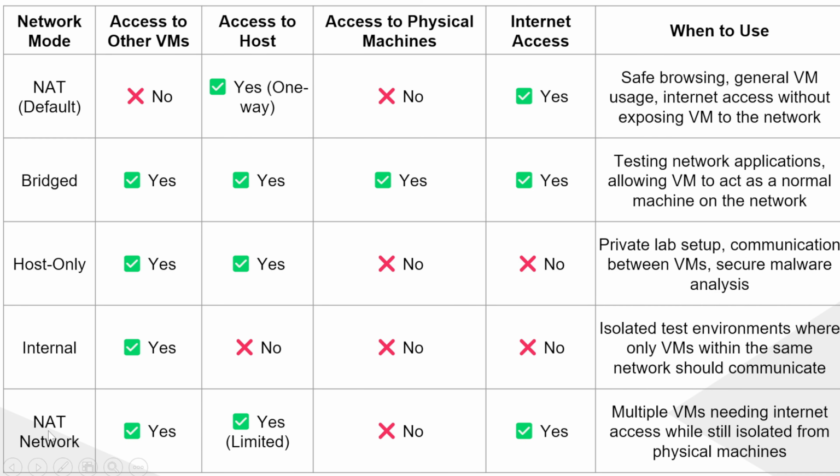And there is one other mode, which is NAT network mode. Remember, I told you that in NAT mode, access to other VMs by the VM was not possible. In NAT network mode, the VMs can communicate with the other VMs located on the same host. So this was it about the networking modes in the hypervisor. It is very essential to choose the correct networking mode for the correct use case.